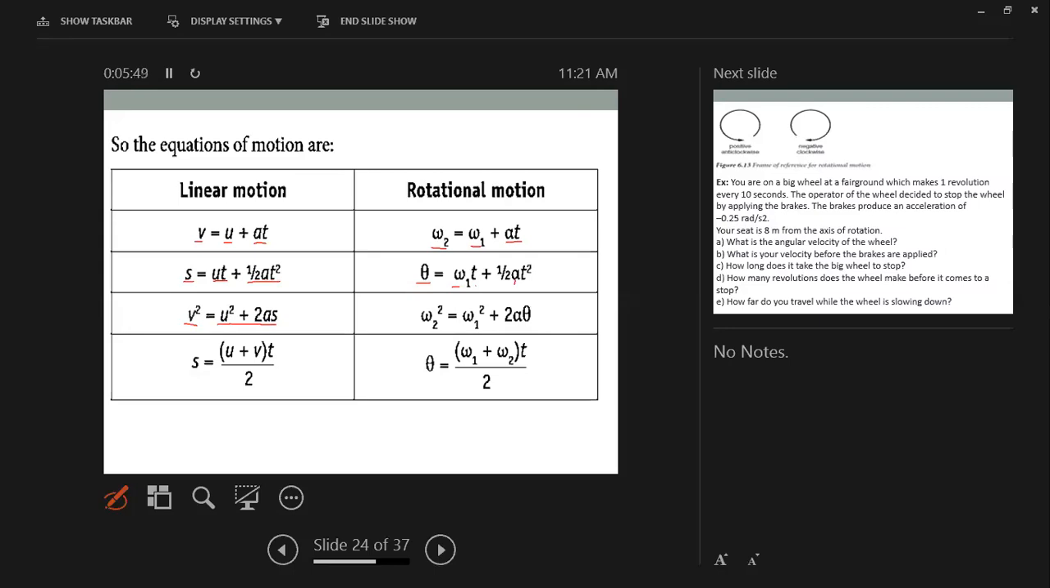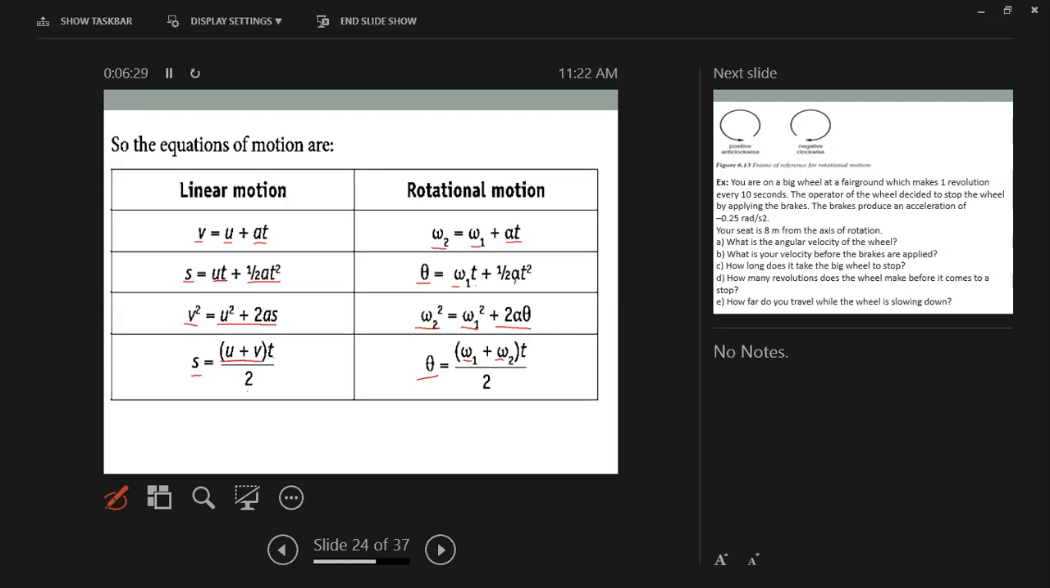On the other hand, for the rotational motion now, for the final angular velocity, we are going to use initial angular velocity plus 2 times angular acceleration times angular displacement. To find the displacement, we were using this formula: initial velocity plus final velocity times time over 2. Now, for the displacement again, we are going to use angular displacement here. For the angular displacement, we are going to have initial angular velocity plus final angular velocity times time over 2. These are going to be our main formulas.